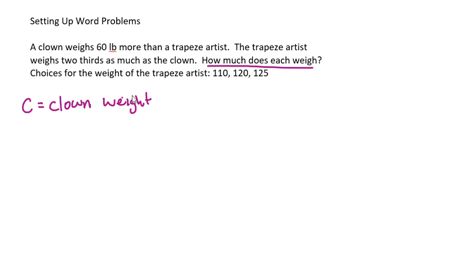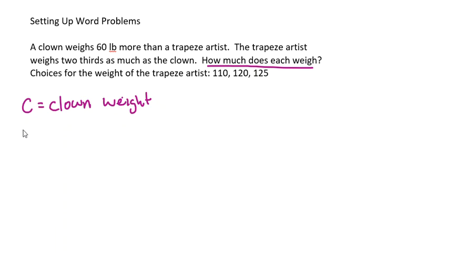Now, watch this. C doesn't stand for clown. It stands for how many pounds the clown weighs. So C is a number. And I could have used X or Y or M or Q or anything I wanted to. I just used C to help me associate the variable C, which stands for how much the clown weighs, with the clown who weighs that.